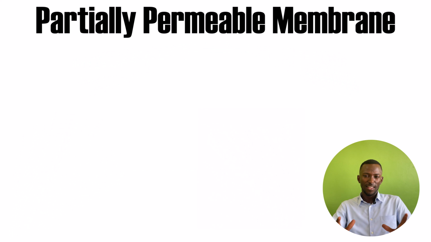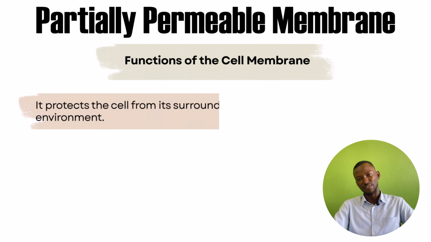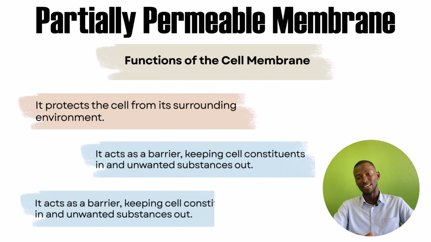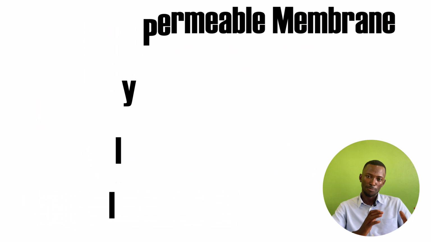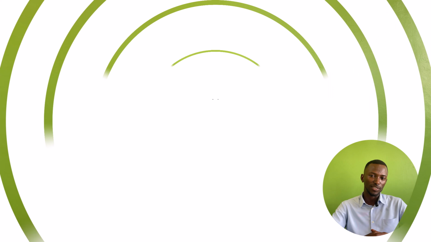So if the cell membrane is partially permeable, meaning it allows certain substances in and prevents some from entering, it is no surprise that one important function of the cell membrane is to protect the cell. It protects the inner structure of the cell and separates the content of the cell from its surrounding. So it is very, very important. The cell membrane can be found in both plant and animal cells.